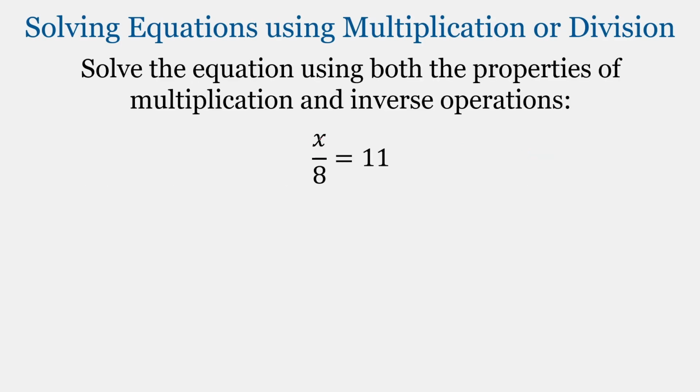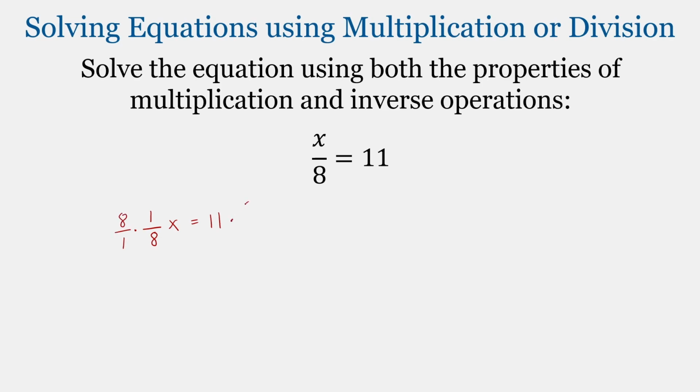Now let's solve this equation using both the properties of multiplication and inverse operations. So let's start with properties of multiplication. I will go ahead and rewrite this as multiplication. So we have 1/8 x equal to 11. So if we have 1/8, to convert 1/8 to 1, we're going to multiply by the reciprocal. The reciprocal is 8 over 1.